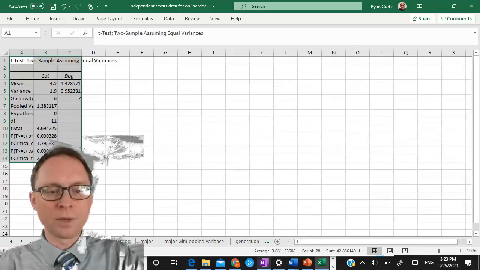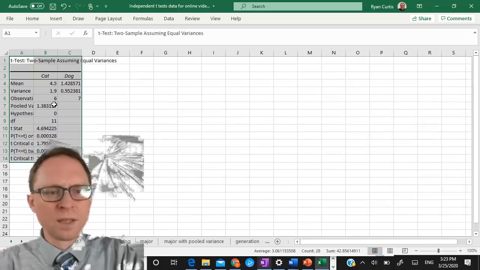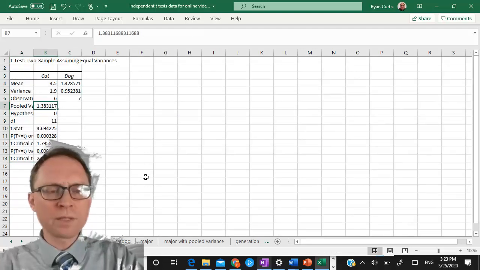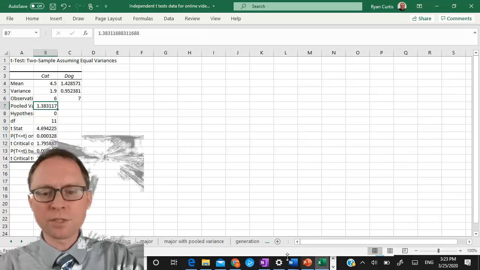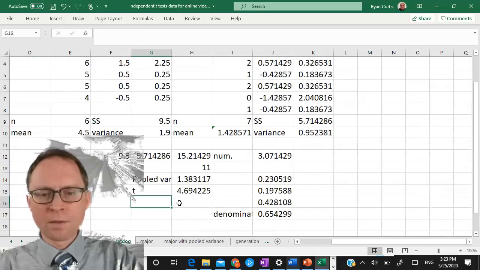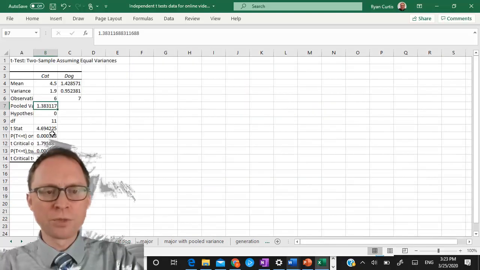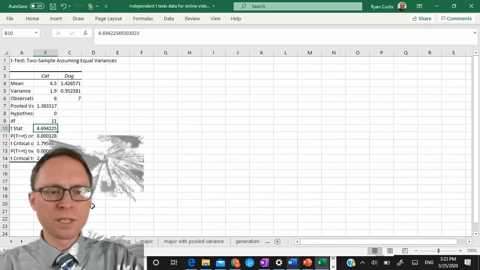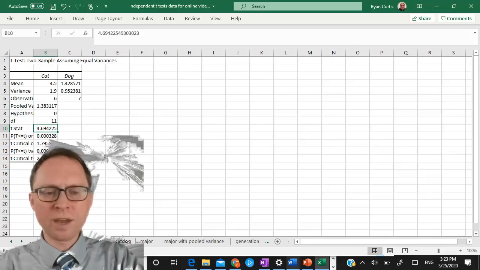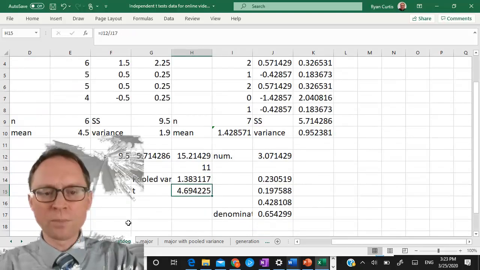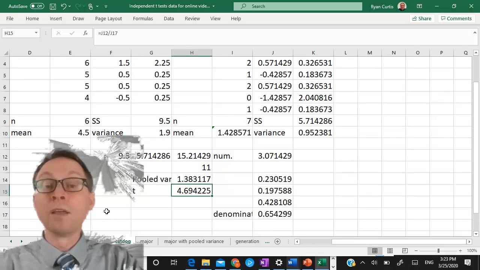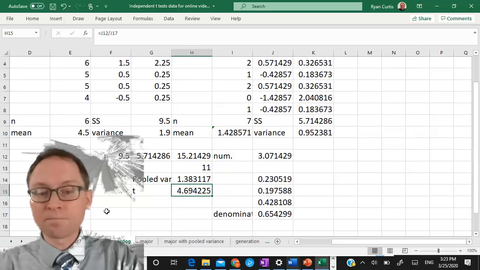Sorry, not that one, this one right here. There's our pooled variance. Okay, that we calculated, 1.383117, just to check it, make sure that we have the right thing. Okay, there it is, 1.383117. And that was used then to get this t-statistic, 4.694225, and we got 4.694225. That's exactly what we want.